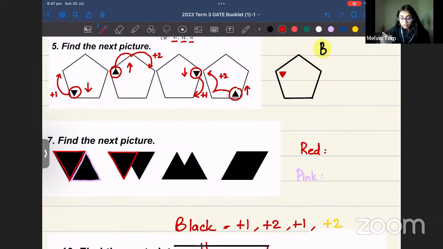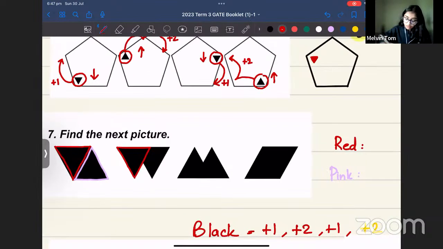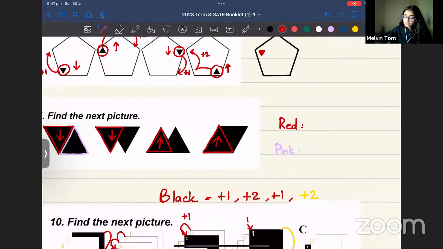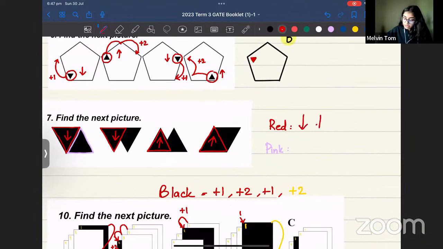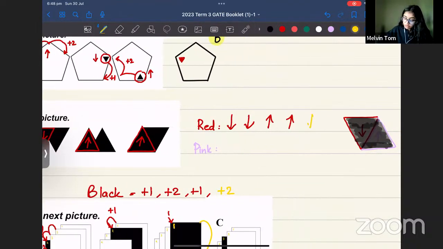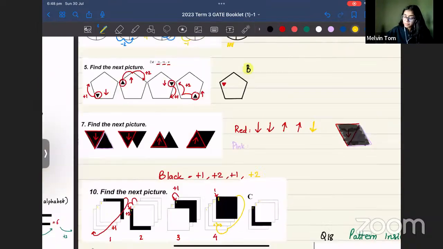Now, in question 7, you can see the red triangle. Let's focus on the red triangle first, okay? The red triangles are the triangles that are always on the left-hand side. The red triangle is facing down in the second image, down in the third image, up in the fourth image, up. How's the pattern? Red is down, down, up, and up. So what's the next image going to be? It's down, down, up, up, and finally it will be down.